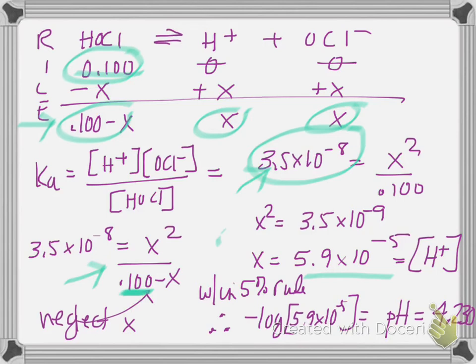Because you don't have to, but then you would have to do a lot more difficult math, like the quadratic equation. And quite frankly, on the AP exam, you want to try to do these as quick and painless as possible. So you should always try to neglect X and then see if it doesn't work.